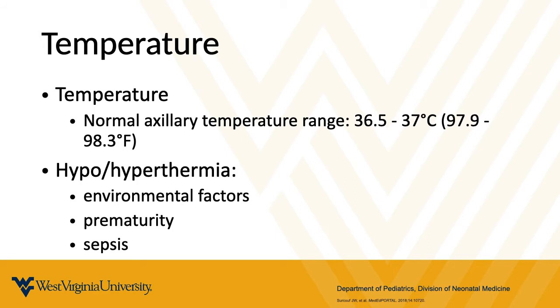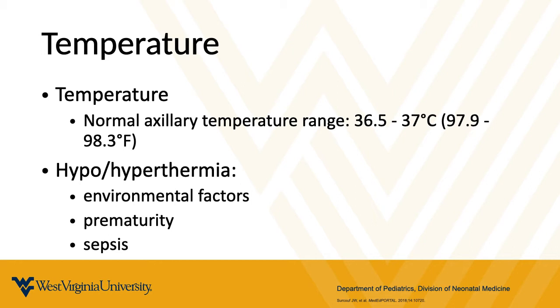We routinely measure axillary temperatures in the NICU. The normal axillary temperature range is 36.5 to 37 degrees Celsius. Either hypothermia or hyperthermia can be caused by several things. Environmental factors are perhaps the most common reasons, such as a temperature probe or isolette malfunction, infant swaddled or layered too much or too little.